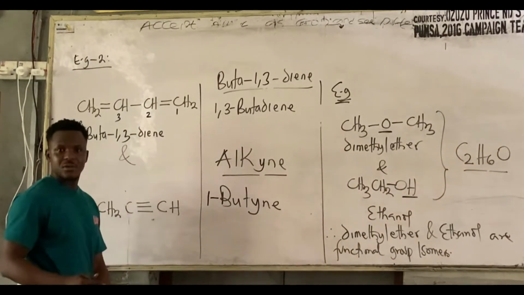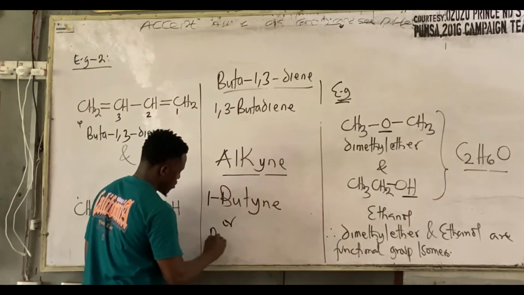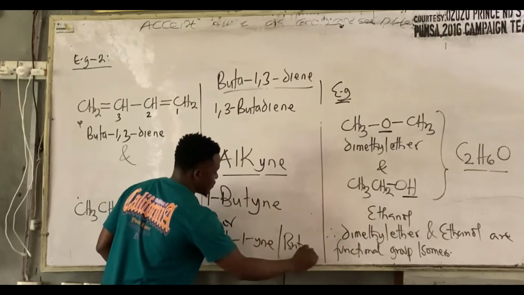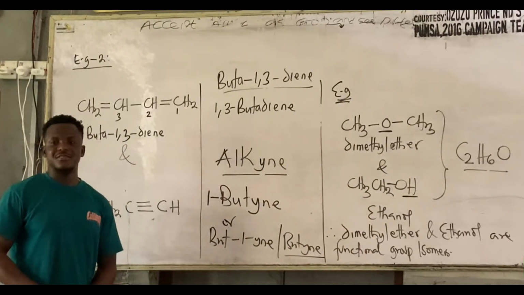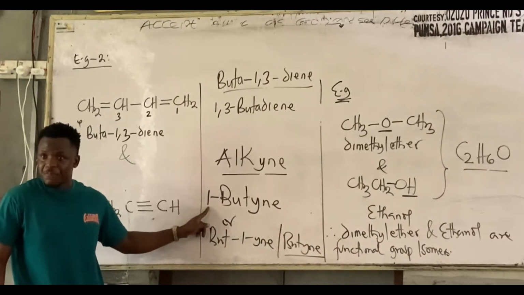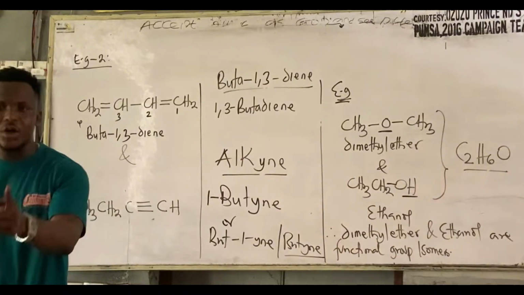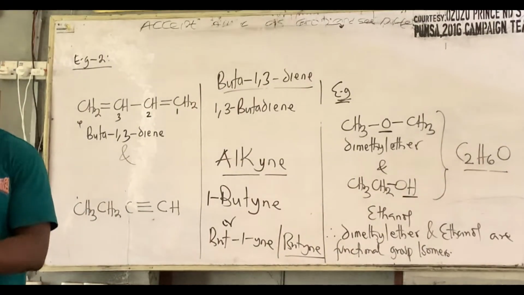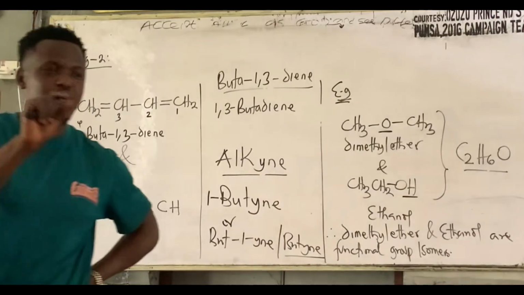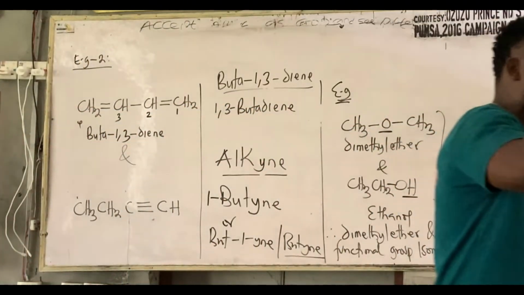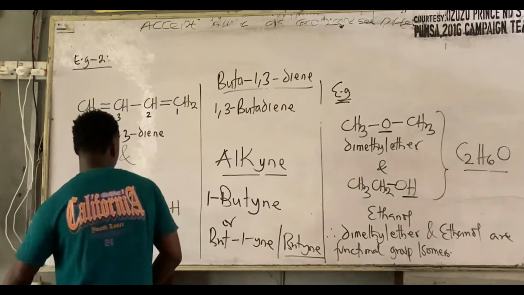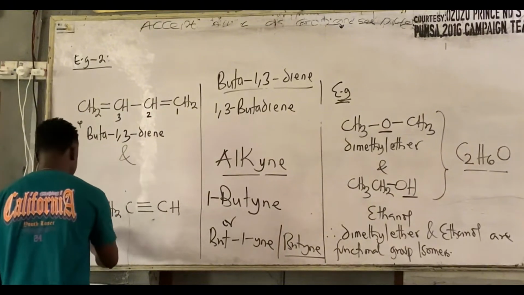but-1-yne. Anytime you have 1, you can always ignore the 1, because for but-1-yne you don't need to add a 1 in front of it. You just write it as butyne. But if the position number is not 1, if it is 2 and above, you must add it.